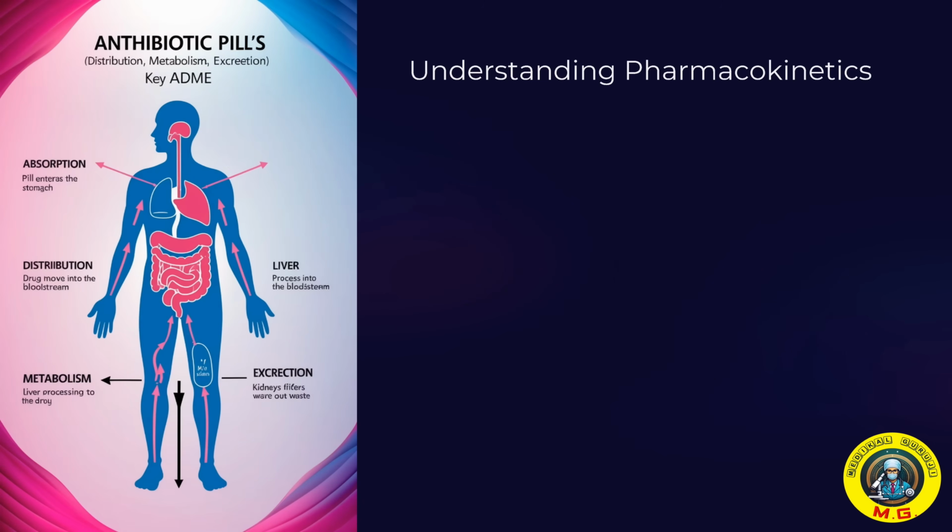So what is pharmacokinetics? Pharmacokinetics refers to the movement of drug within the body, encompassing the processes of absorption, distribution, metabolism, and excretion. The short form is ADME: absorption, distribution, metabolism, and excretion. Understanding these processes is very important for determining the appropriate doses, route of administration, and frequency of antibiotic administration.